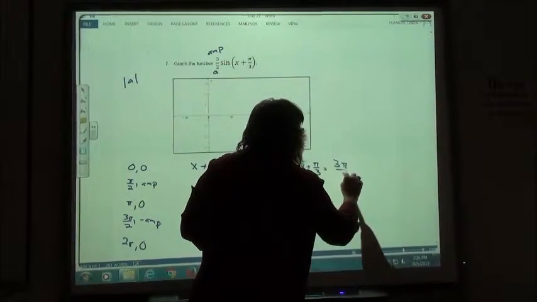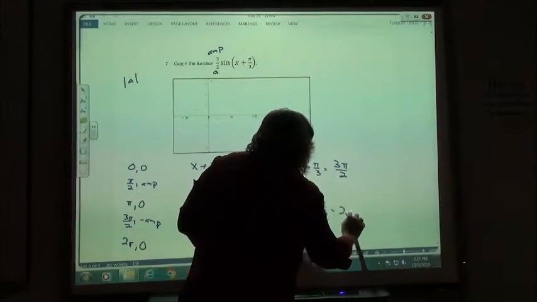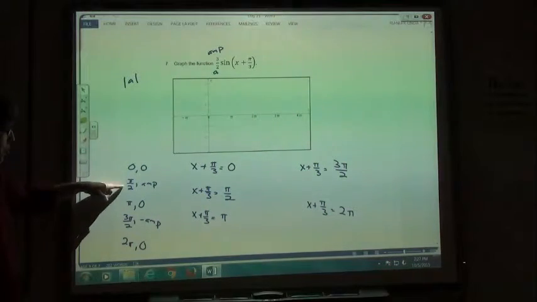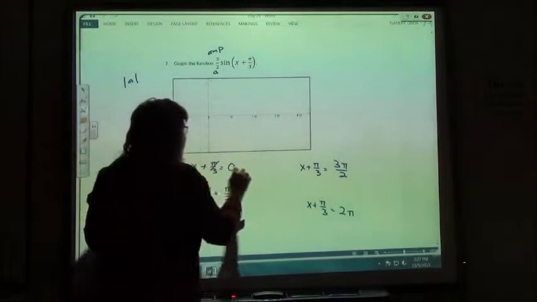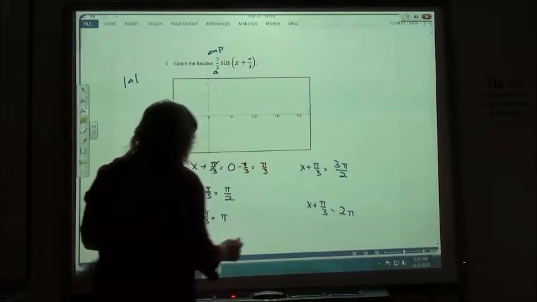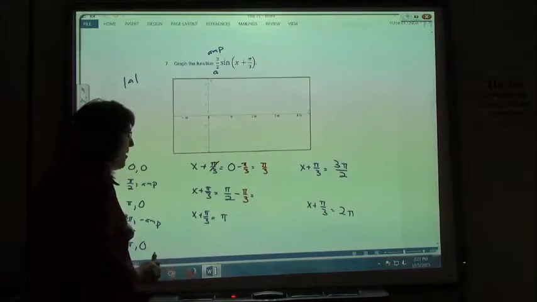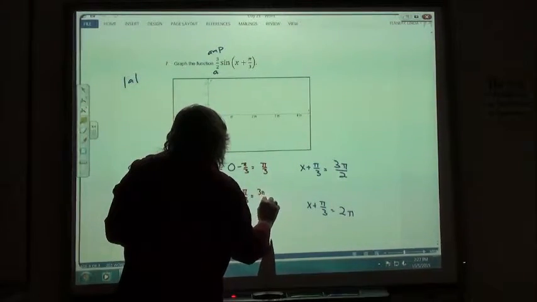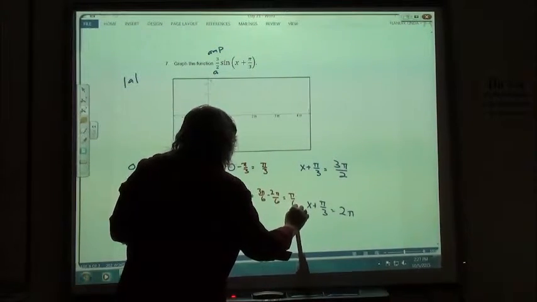3 pi over 2, and solve it. And x plus pi over 3 equals 2 pi. So I set them each equal to each of my normal x values. If I'm going to solve, I'm going to subtract pi over 3, which gives me negative pi over 3. Here I'm going to subtract pi over 3. I'd have to find my common denominator, which is 6. So I'd have 3 pi over 6 minus 2 pi over 6, which gives me pi over 6.